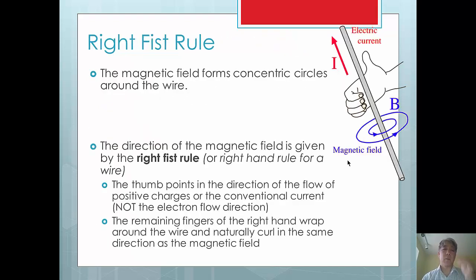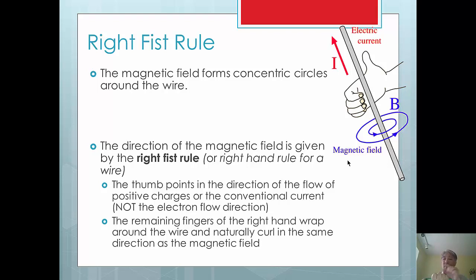So the right fist rule is this. In all of our right hand rules, the thumb is going to represent the direction that the positive charges are moving. Since current is the flow of positive charge, I take my thumb and point it in the direction of the current. If my pen represents the wire and the tip of the pen is the direction it's heading, my fingers will naturally curl around the wire no matter how I orient it.